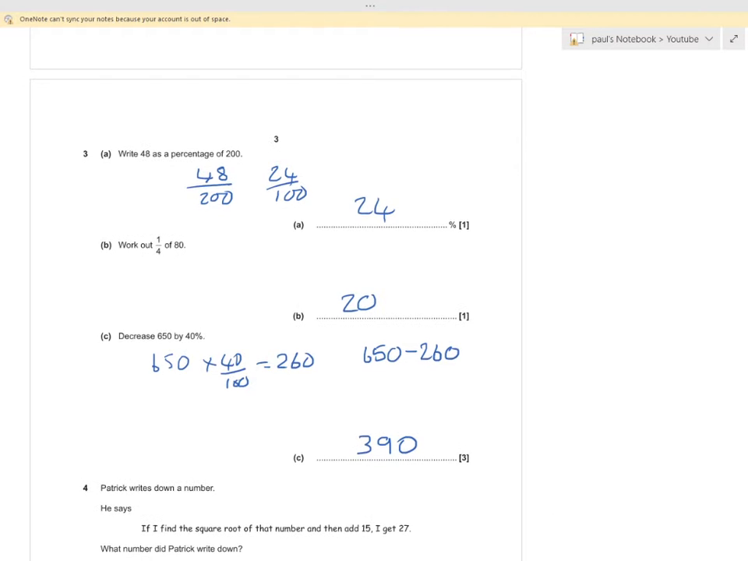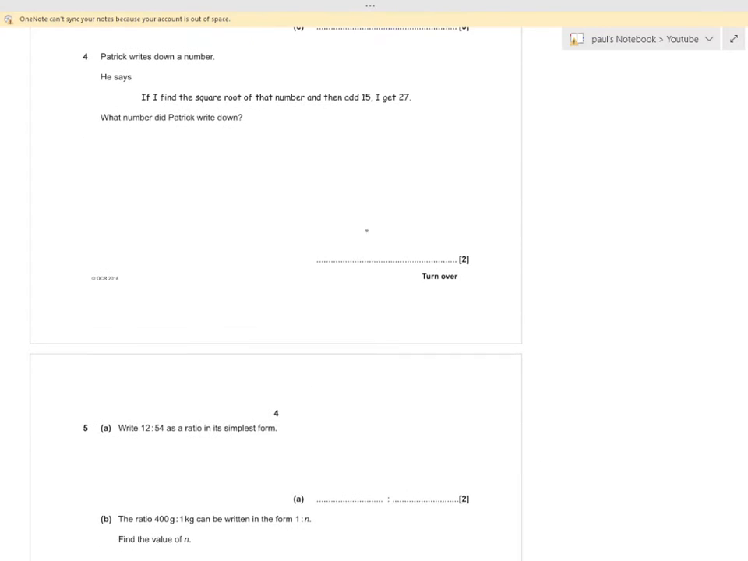Okay, so nice gentle ones to be going on with to start off with. Patrick writes down a number. He says, if I find the square root of that number and then add 15, I get 27. So we've got to work backwards. We got 27. We added 15 to get it. So let's take 15 away from that, which is 12. Right, and if I find the square root of a number, that is the square root of the number we're thinking of, so we need to square it, which is 144. So there's the final answer, 144.